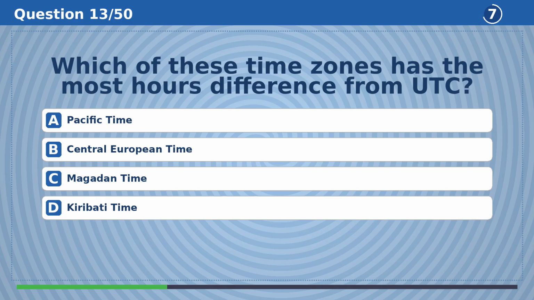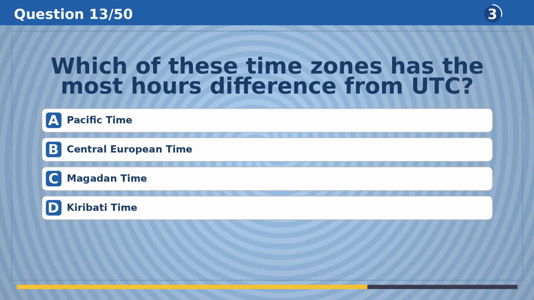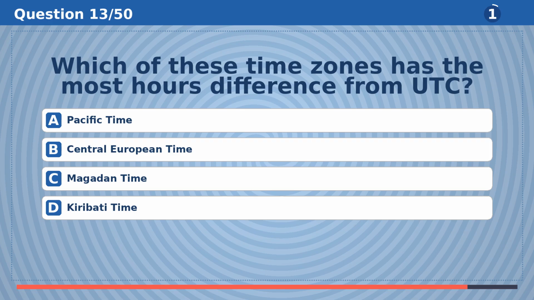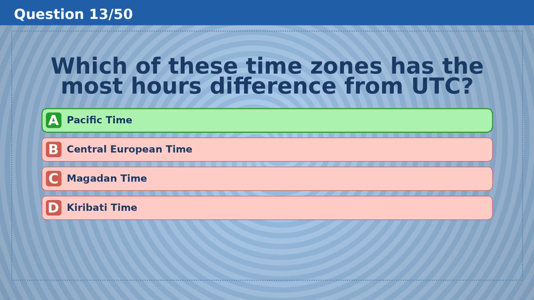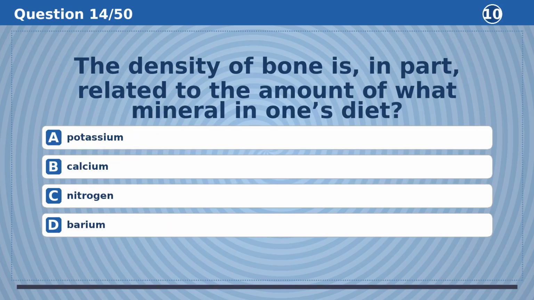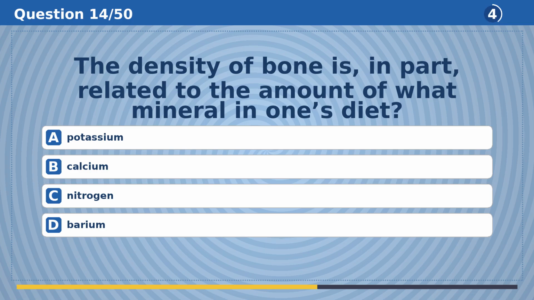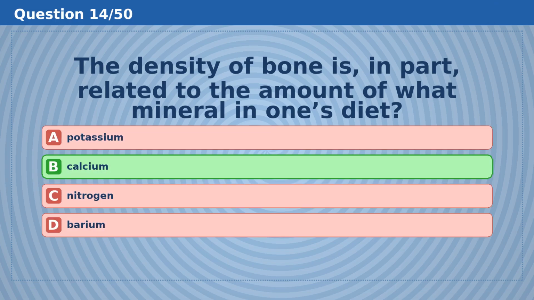Which of these time zones has the most hours difference from UTC? The answer is A, Pacific time. The density of bone is, in part, related to the amount of what mineral in one's diet? The answer is B, calcium.